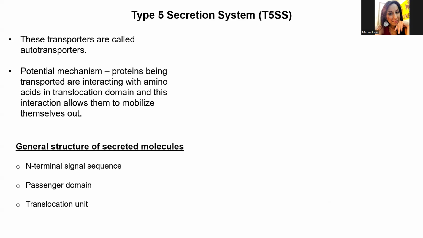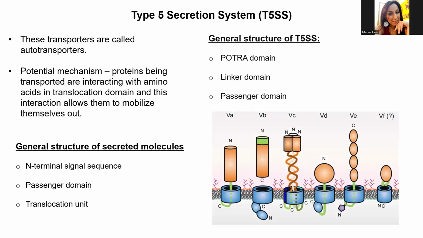So now we talk about the molecules that will be secreted through the transport. You have the translocation unit, the passenger domain, and then the terminal signal sequence. So think about the protein that gets exported through this membrane as three parts: N-terminus, passenger, translocation. The passenger domain is in the middle, and you can imagine the passenger domain is the one that makes interactions. Now this N-terminus, passenger and translocation unit have to interact with this general structure. So this is the general structure of type 5.